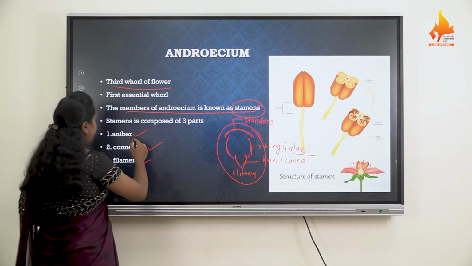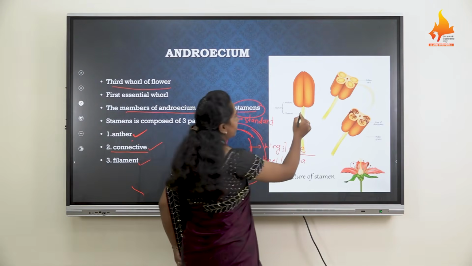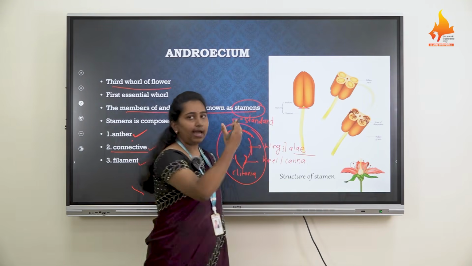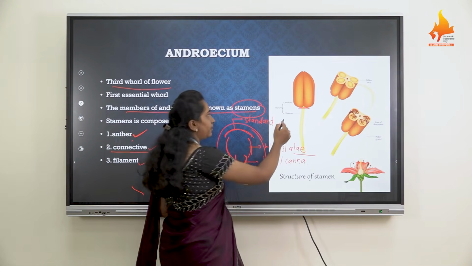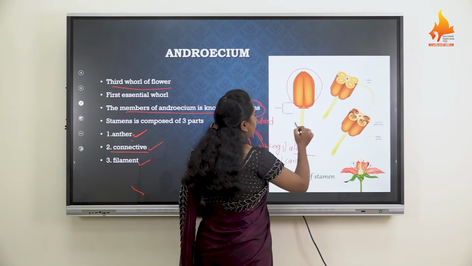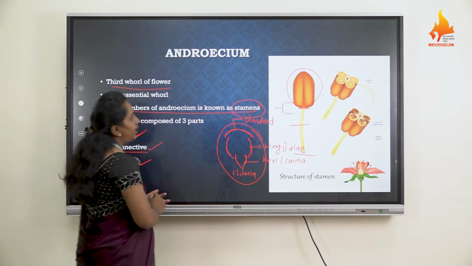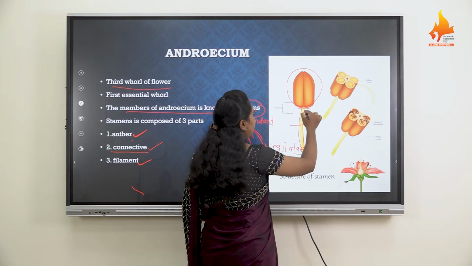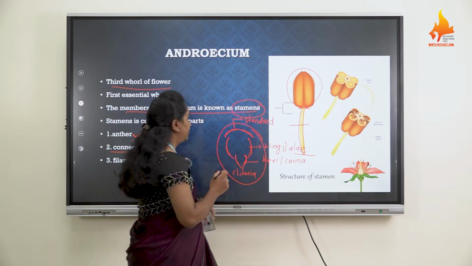So the anther we have discussed. Again, connective is present between the anther and filament. The function of the connective is to connect the anther and filament. Third one is filament. Filament is the tubular structure which connects the anther and connective.